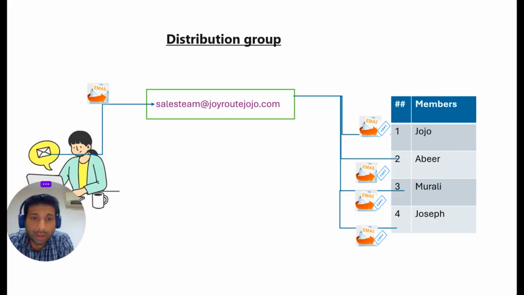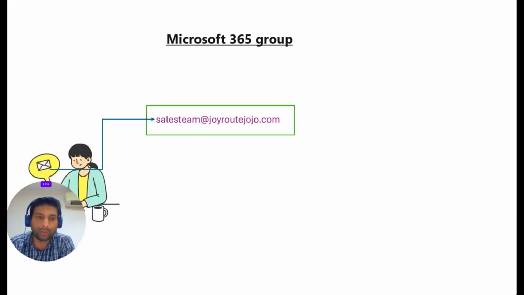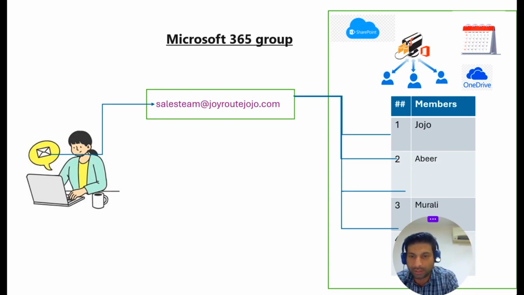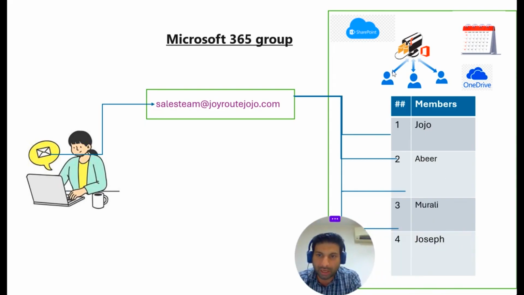respond to email. But in the case of a Microsoft 365 group, what happens? Microsoft 365 groups come with a shared mailbox that all group members can access. So in this case, all these users have a shared mailbox, and all of them can access it. They may have a separate mailbox and storage space allocated. In addition to their personal inbox, they get a shared mailbox. In the case of a Microsoft 365 group, this mailbox allows members to send and receive mail from a common email address. So all of them can send mail through sales team at joyroute-jojo.com.